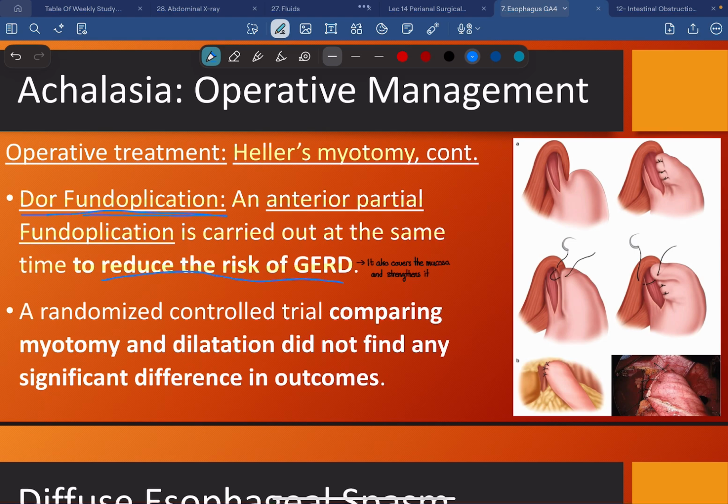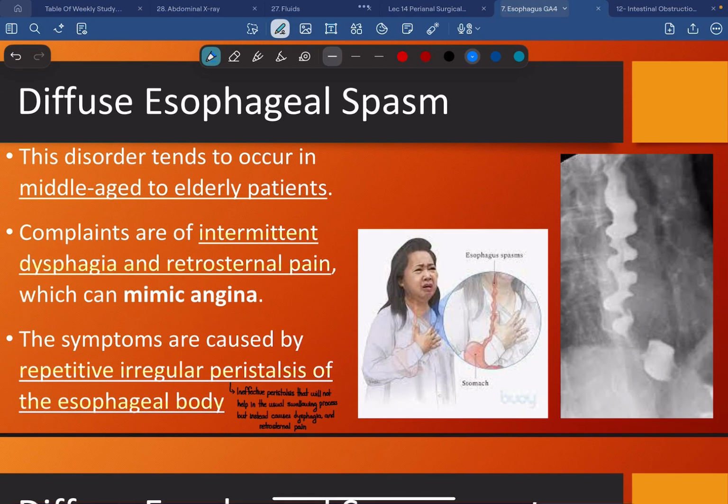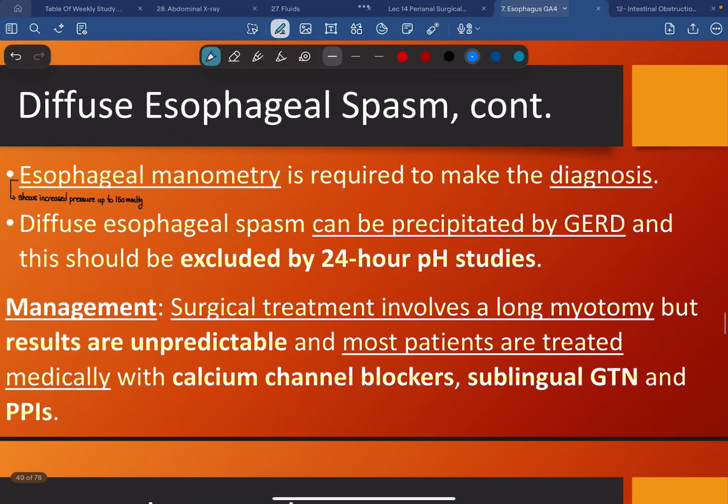These are some rare pathologies of the esophagus. Diffuse spasm of the esophagus is found in middle-aged and elderly patients. It presents with intermittent dysphagia and retrosternal pain. It is caused by repetitive irregular peristalsis of the esophageal body, which makes this ineffective peristalsis and painful contraction. Esophageal manometry is the way to diagnose this pathology. It can be precipitated by GERD.